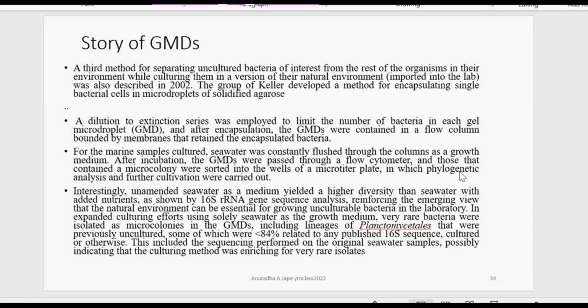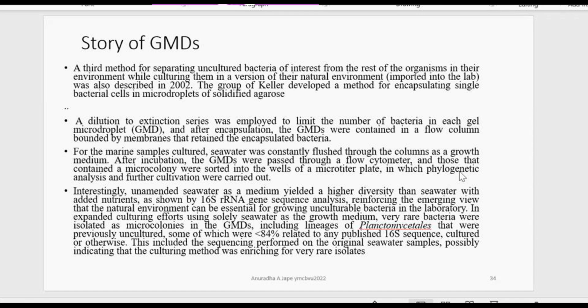And then whatever the gel beads are showing microcolonies, they are taken ahead for sequencing to find out the bacterial diversity. So when you talk about these GMDs, you can get a diverse type of bacteria which are trapped, again as pure colonies because they are developing from a single cell. Till now, with whatever methods we talked about, there was a challenge of how to purify them.